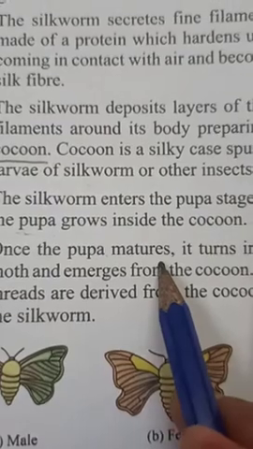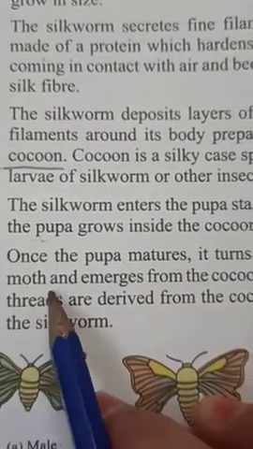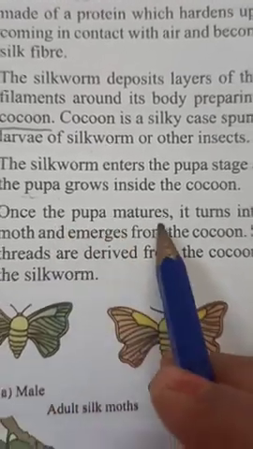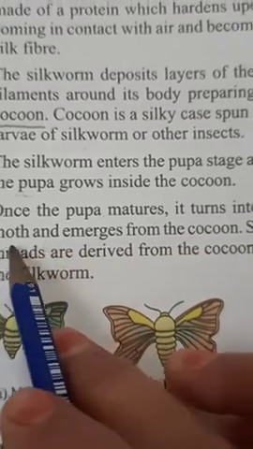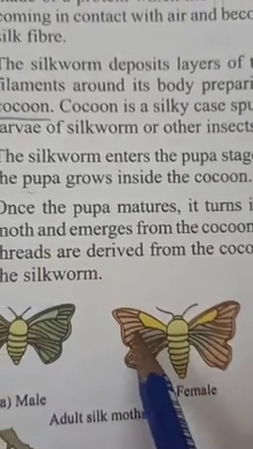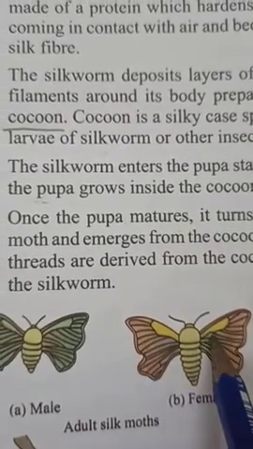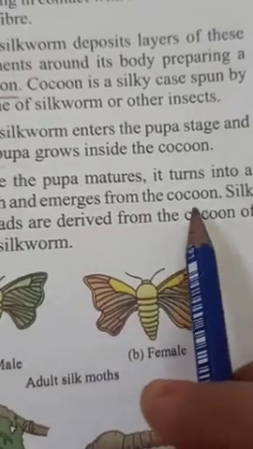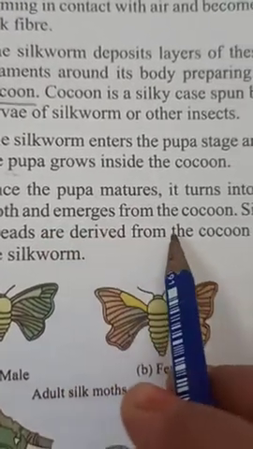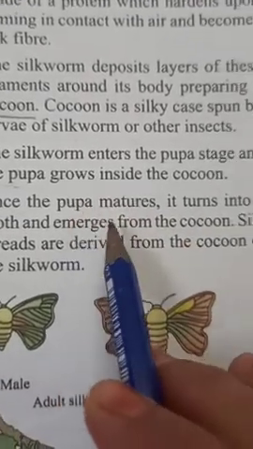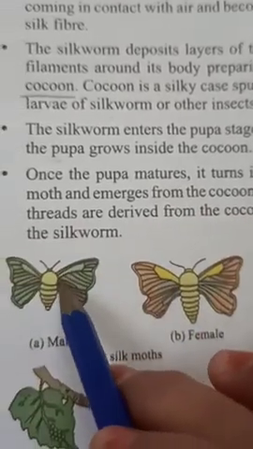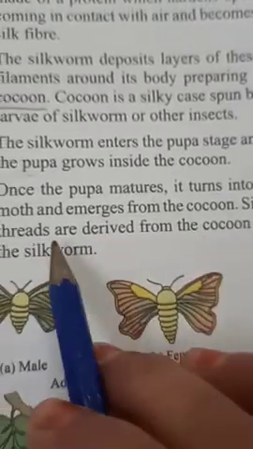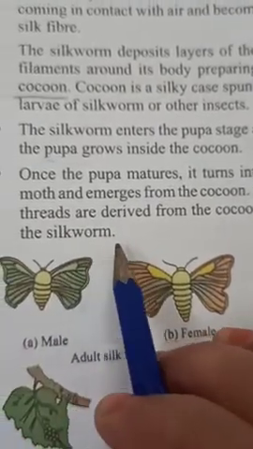So once the pupa matures, it turns into a moth and emerges from the cocoon. When the pupa matures, it will turn into a moth-like structure. Moth means it has wings, and these wings are not present in the other stages of its life. So when these moth-like structures convert from the pupa stage, we can say it is a mature silk moth, or we can say silkworm. Silk threads are derived from the cocoon of the silkworm.